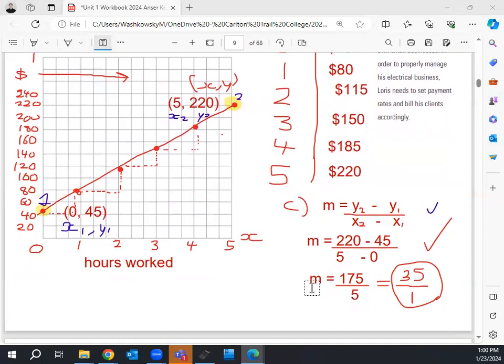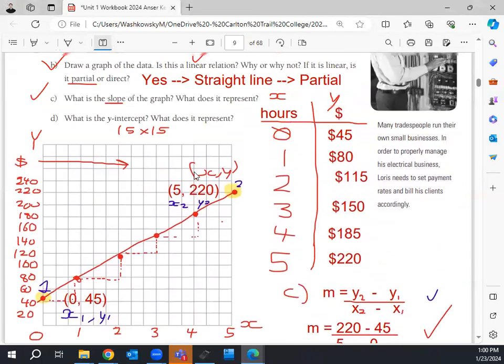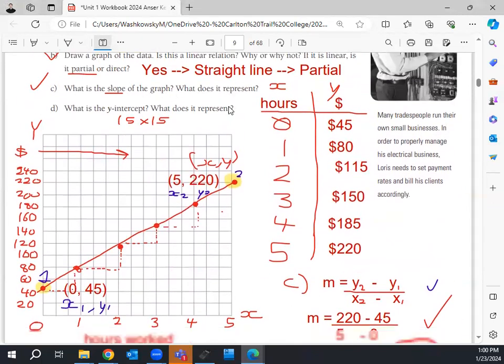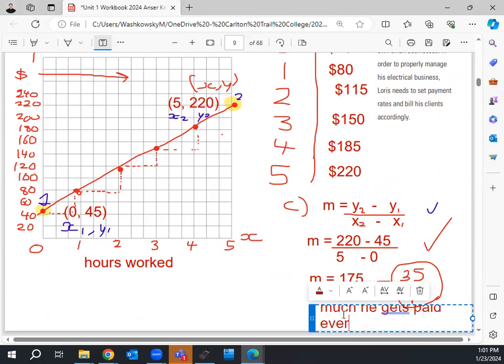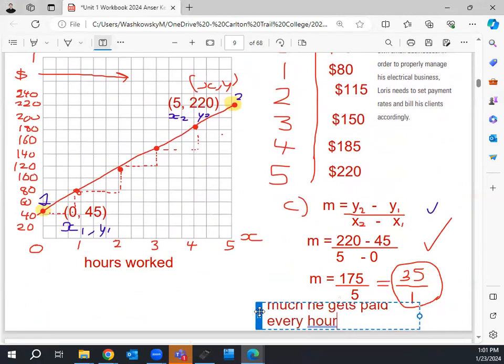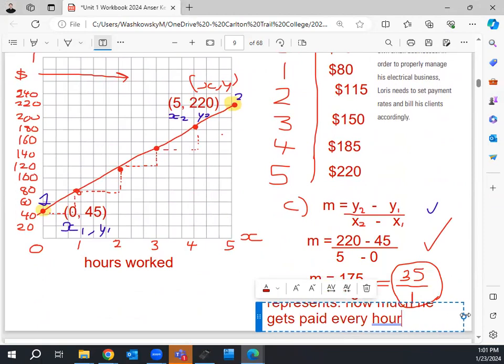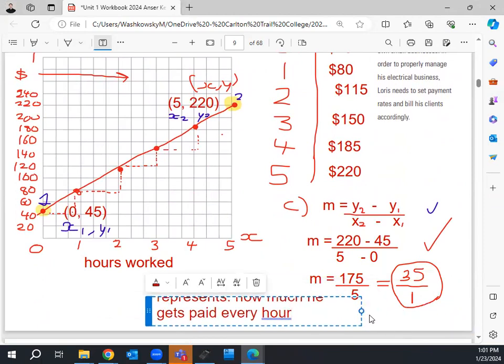How much does this person make every hour? So what does this slope represent? What's the slope of the graph? It represents how much he gets paid every hour. How much he's going to earn, that's a better way to put it. And let me do that.